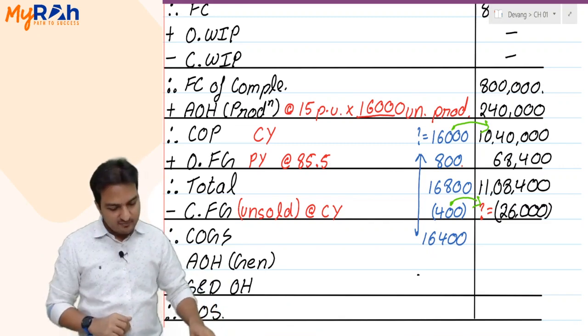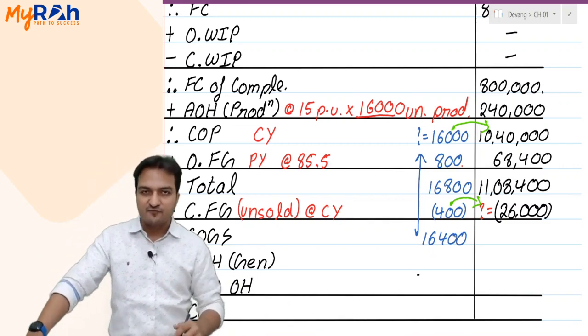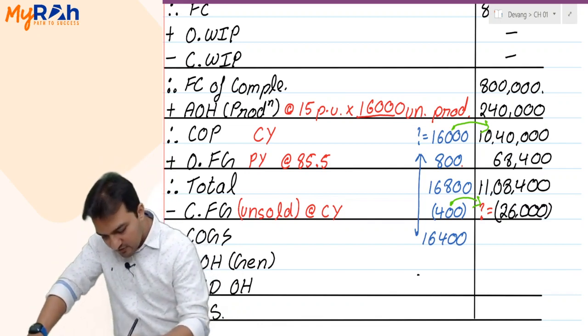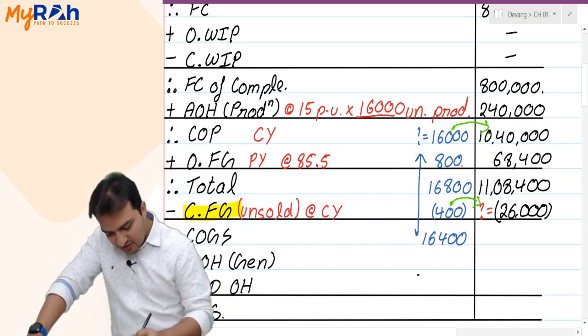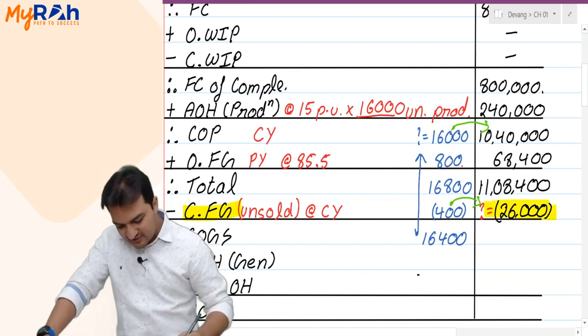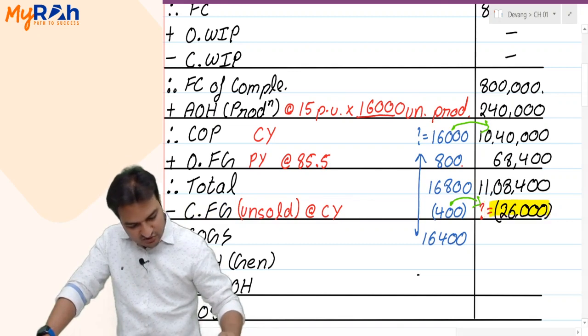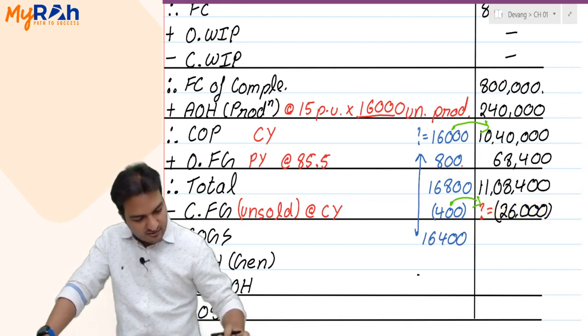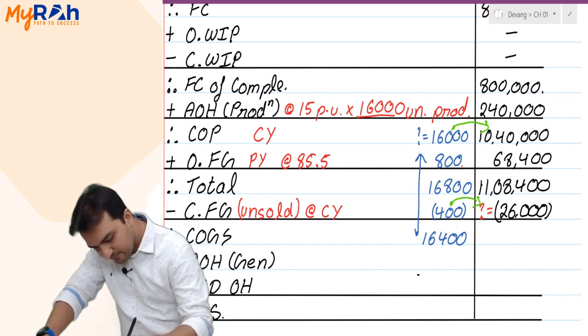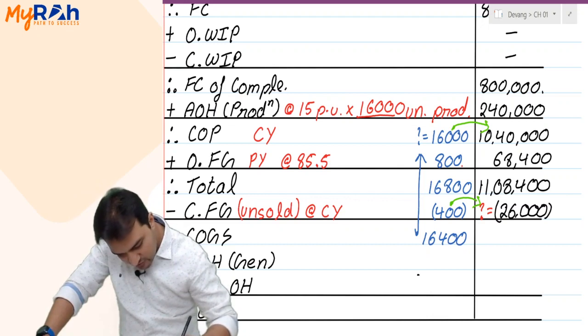Anyway, right now this was the logic behind the FIFO method. I'll give you the notes regarding the logic later. Right now we go further with the calculation. The closing FG valuation I got is 26,000. Deduct that 26,000 from 11,08,400, which gives me 10,82,400 as my cost of goods sold.